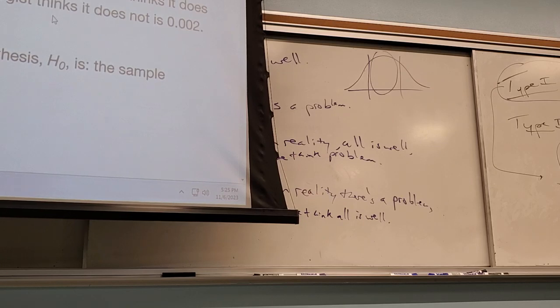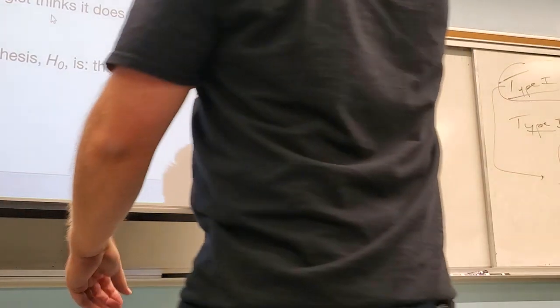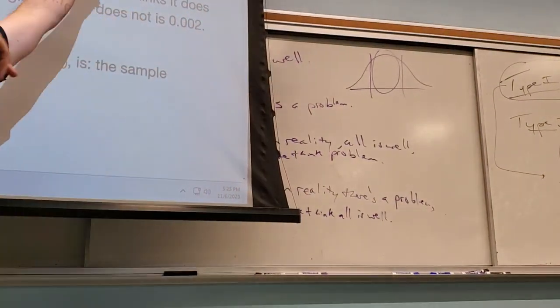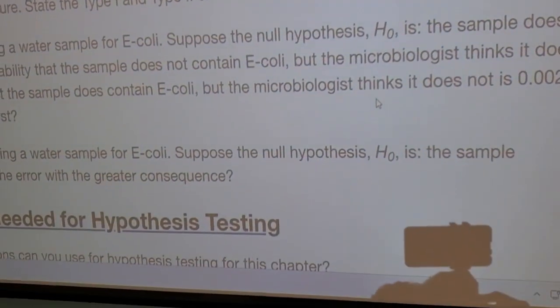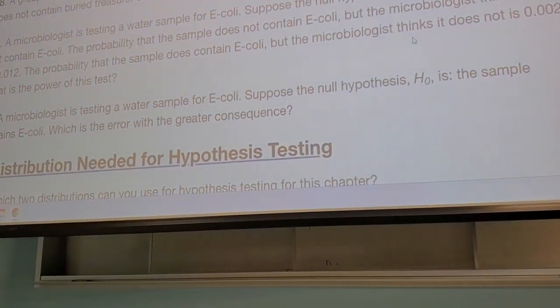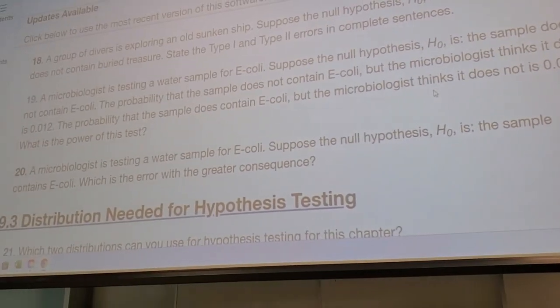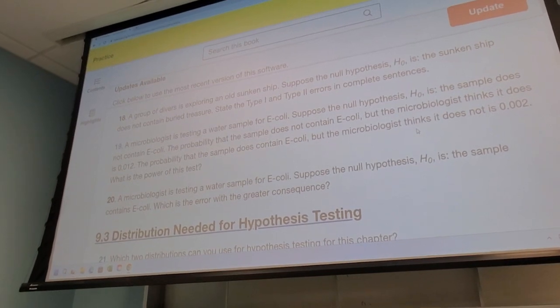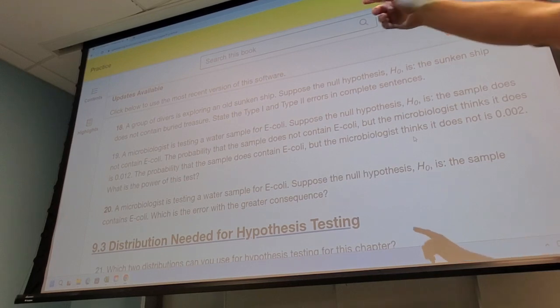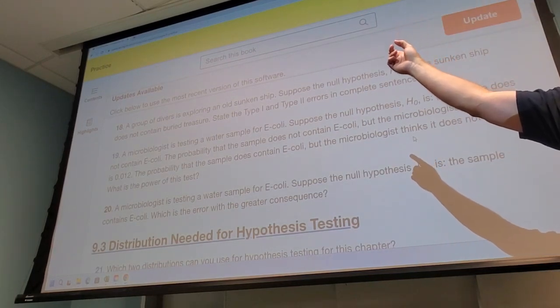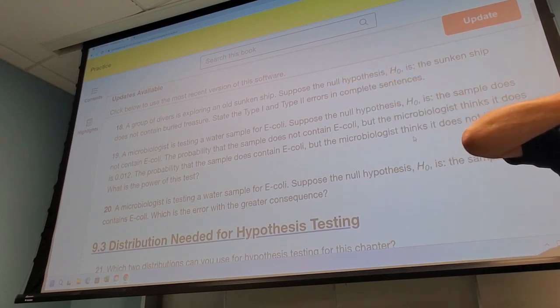Is the null true or not with a type 1 error? True. So in reality, the ship for type 1 error does contain. No. What did we just say? Reject the true null. So the null is true, and what's the null say? What's the null say? Yeah, so if the null is true for type 1 error, in reality, the ship does not contain buried treasure, because H naught is true for type 1 error, but we think it does.